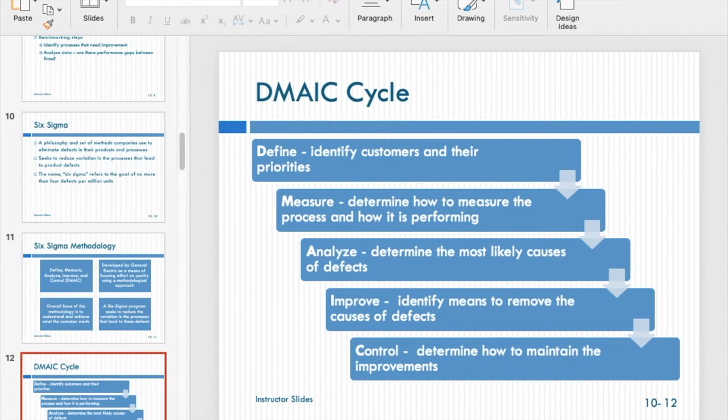So that's why the whole set of steps that I just mentioned, from define to measure to analyze to improve to control, is a cycle. This is not just a one-shot approach or one-shot thing in order to improve your quality.